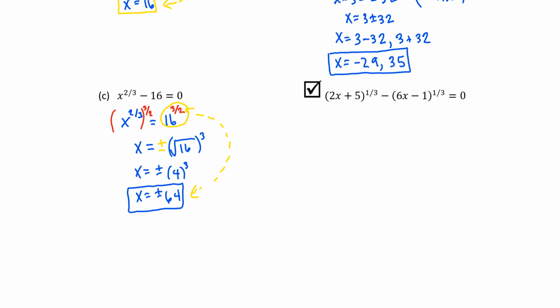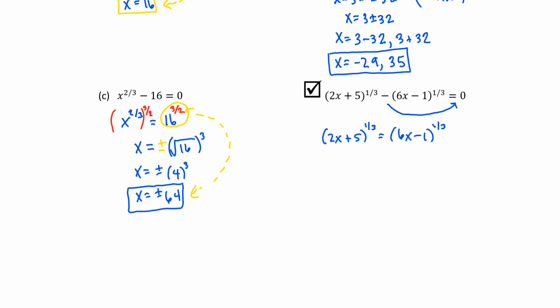One more example for this section. We know our first step is to isolate the expression containing the rational exponent. In this case, I have 2. So what I'm going to do is add this entire term over to the right side. We have 2x plus 5 to the 1/3. Adding this big term to the other side, we get equals 6x minus 1 to the 1/3.